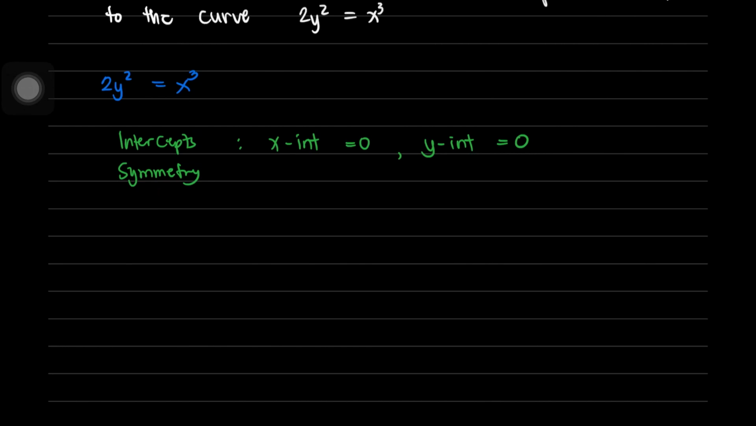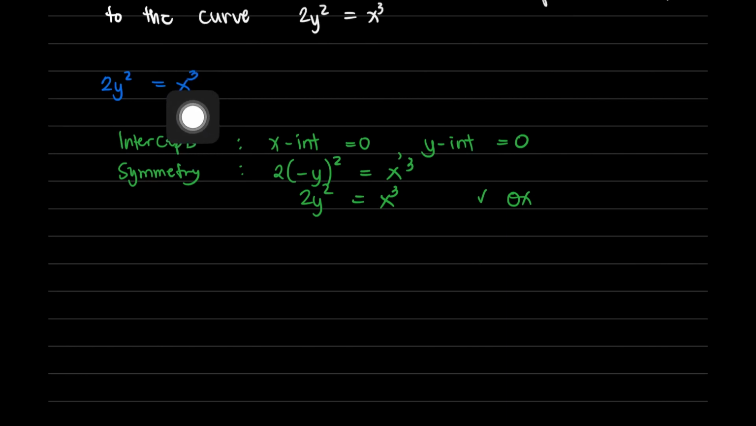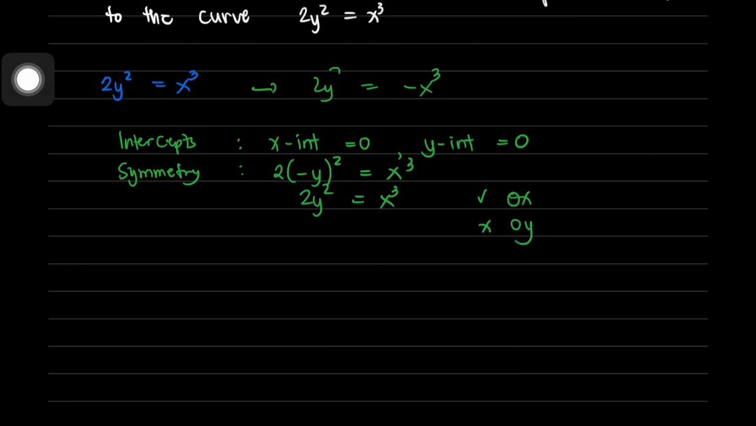So testing for symmetry, does it have a symmetry with respect to the x-axis? We're going to change y to negative y. So changing y to negative y, that will give us 2 multiplied by negative y squared equals x cubed, and this is 2y squared equals x cubed. The equation remains unchanged, so there is a symmetry with the x-axis. Now changing x to a negative x, if we're going to inspect the given function here, if this is changed to negative x, then that will give us 2y squared equals negative x cubed, and this is not equal to this equation. So there is no symmetry with respect to the y-axis.